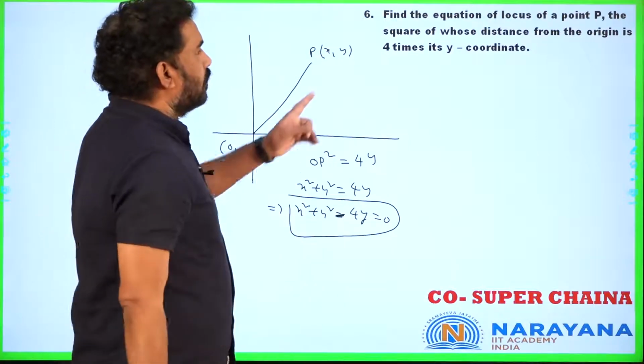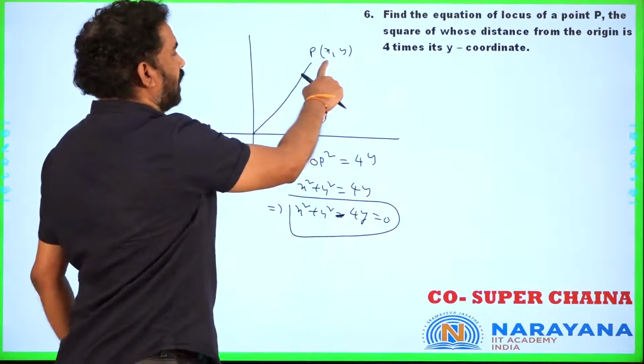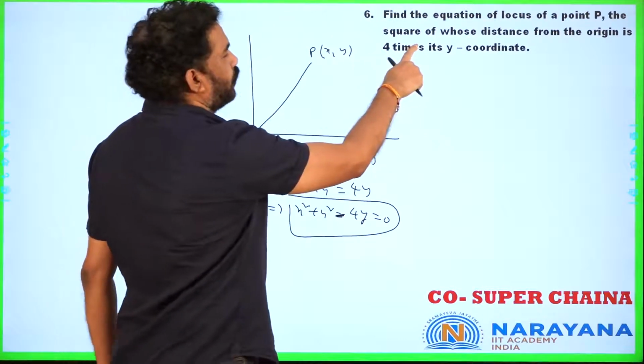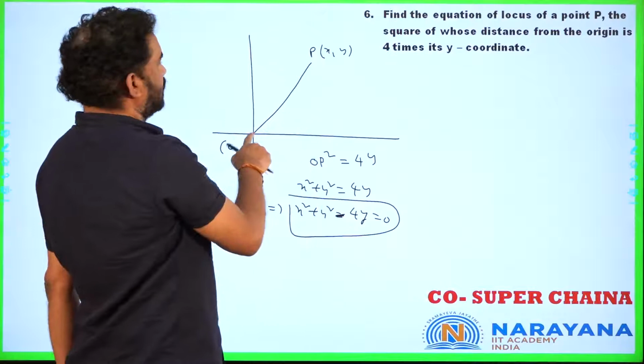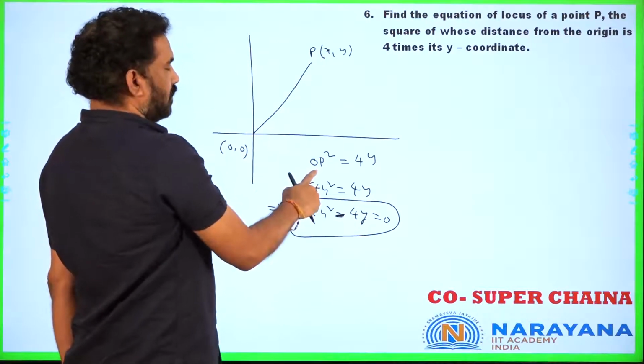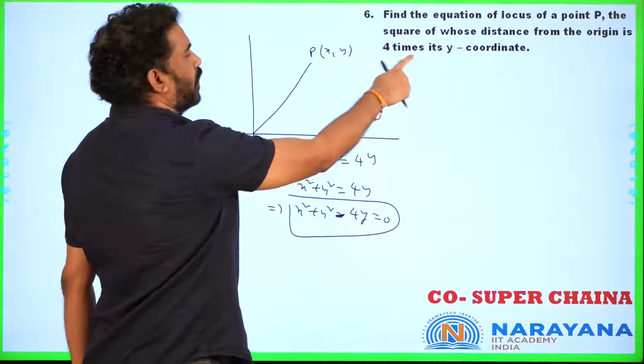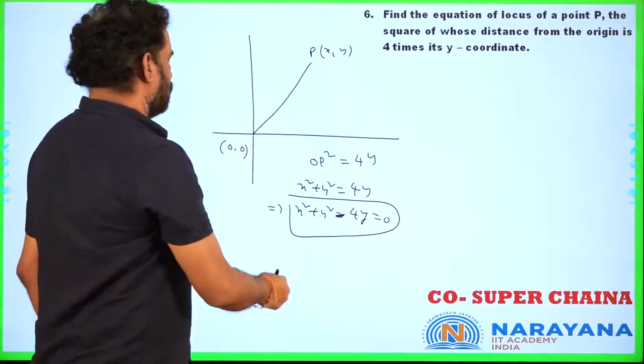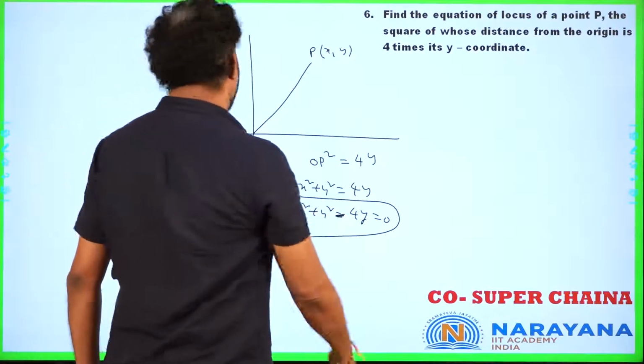Understood? Again, P is the variable point. Let us take (h, k) or (x, y). The square of its distance from the origin, OP squared, is x squared plus y squared, equal to 4 times the y coordinate, 4y. That's all. So this is a circle equation.